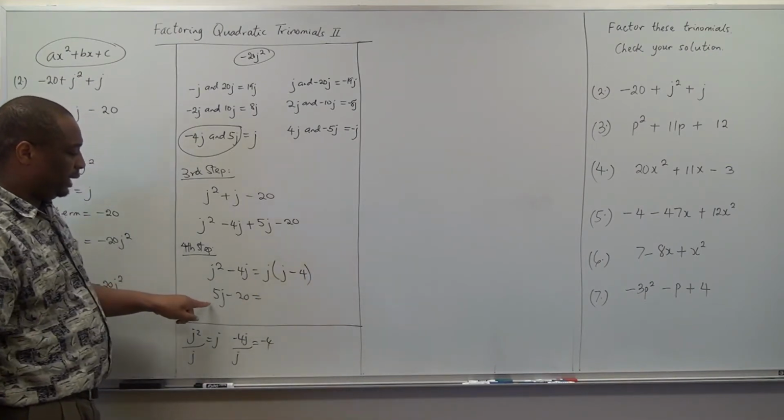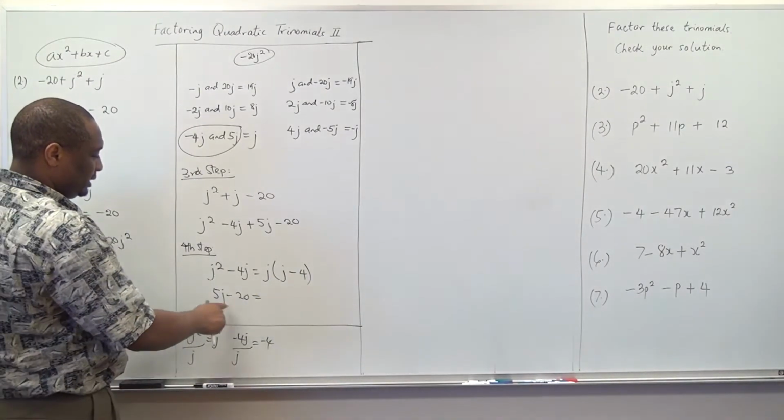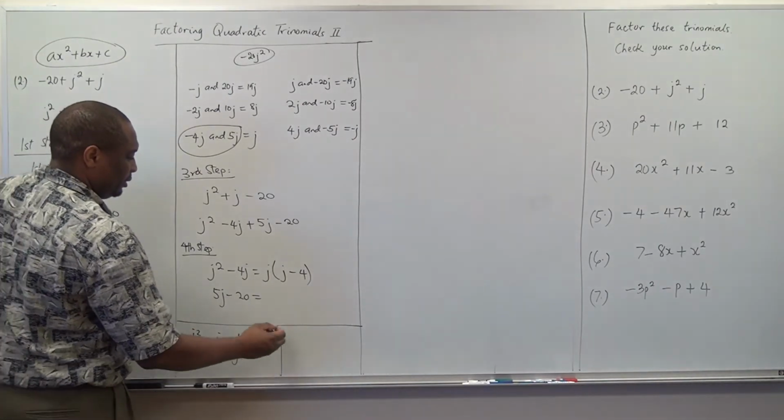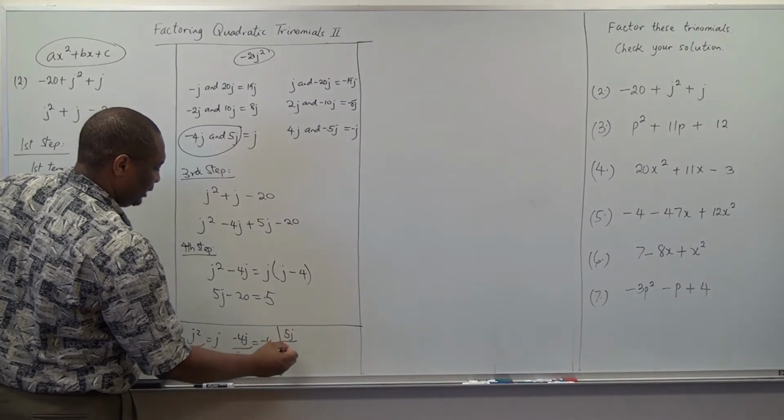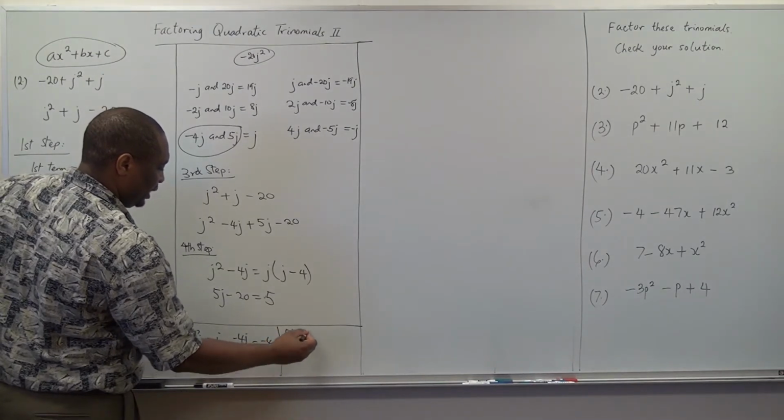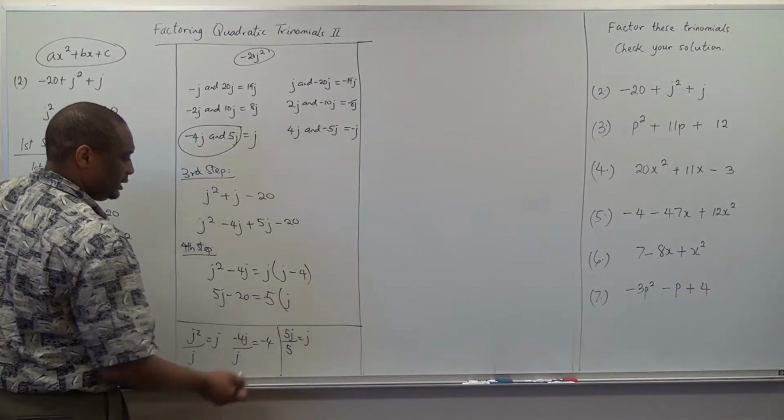The same thing here. In this case, what is common here? 5 is common. You bring out 5. Then you have 5j divided by 5. It gives you j. You put a parenthesis j.